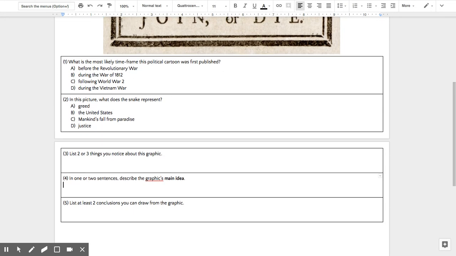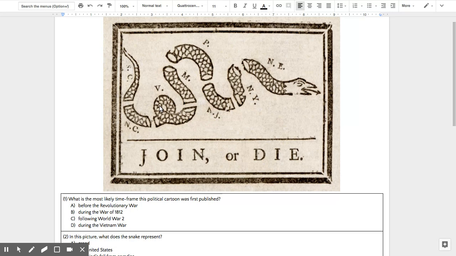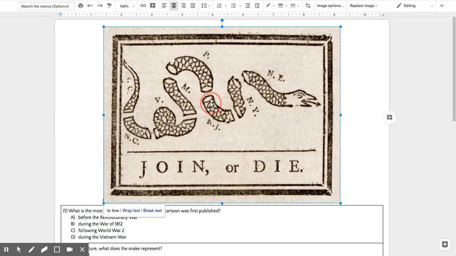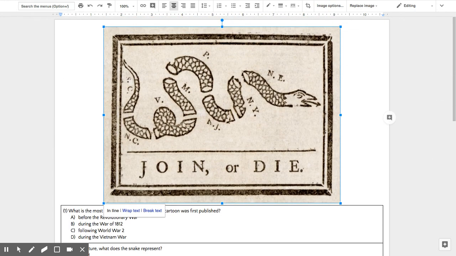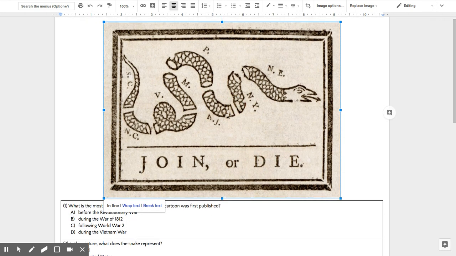And what it's trying to argue, the graphic's main idea, is that unless we come together as a bunch of colonies and become one country, we will not continue to exist. We will die at the hands of England. Two conclusions you can draw from the graphic. One, maybe that this is a pretty gross idea. It's like chopping up a live snake. So it's like a pathos argument, if we're going to go to the RLA test, where it tries to convince you using emotion, and it uses the word die here, which is designed to get you really riled up.